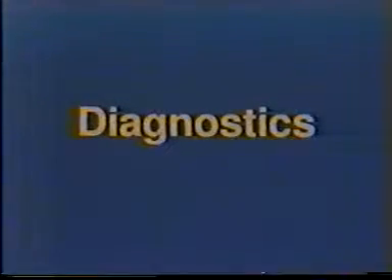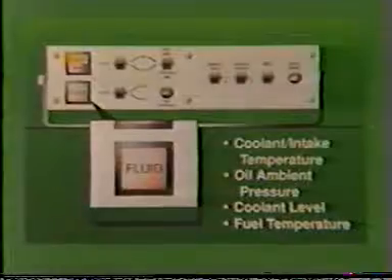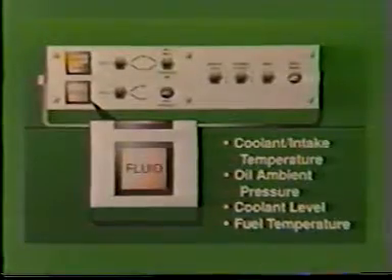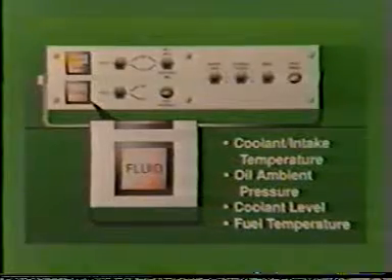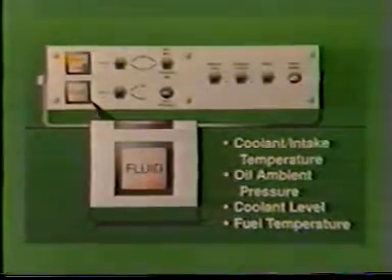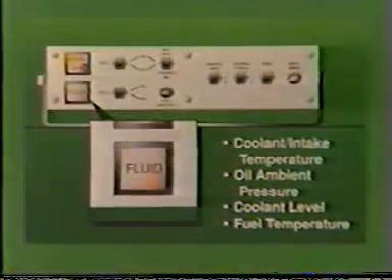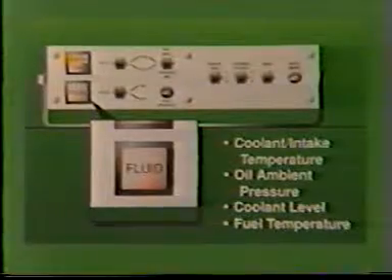Diagnostics. The engine protection lamp is used to warn the operator of the following conditions: coolant, intake temperature out of range; oil, ambient pressure out of range; coolant level out of range; fuel temperature out of range. The protection lamp will light and stay on as long as any of these conditions exist.